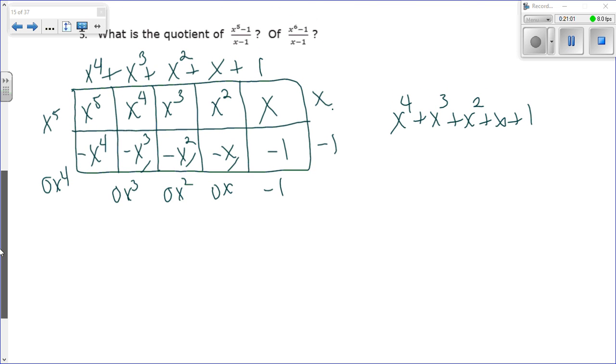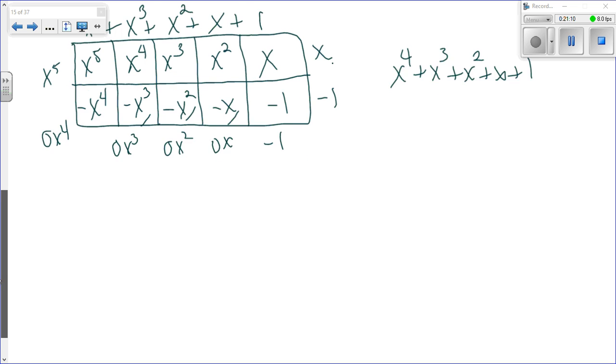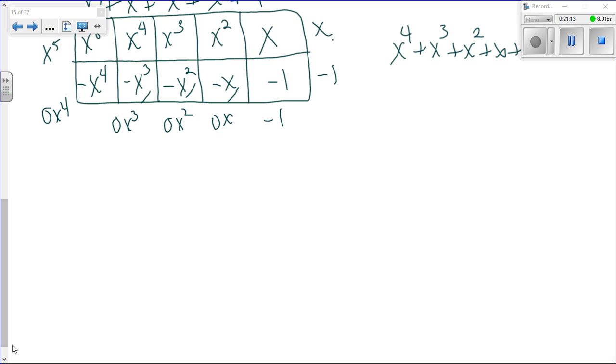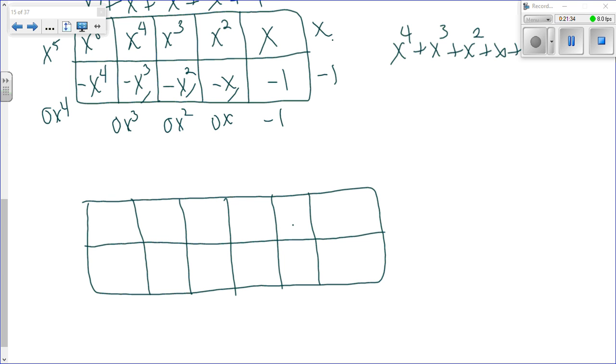All right, one more problem. See if you can figure out the answer before I actually do it. If I have x to the 6 minus 1 over x minus 1, I'm still going to have two rows like I did in the one above. Except this time I'm going to have one more column because the degree from the 6 and the 1 is 5. Add 1 is 6. So 1, 2, 3, 4, 5, and 6.